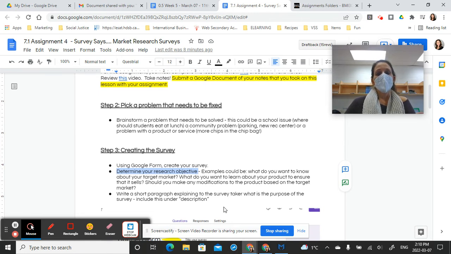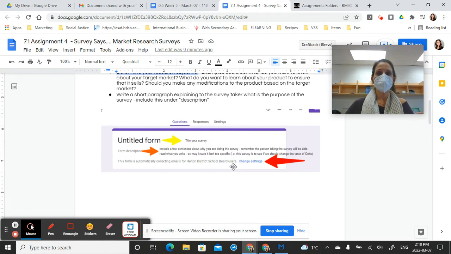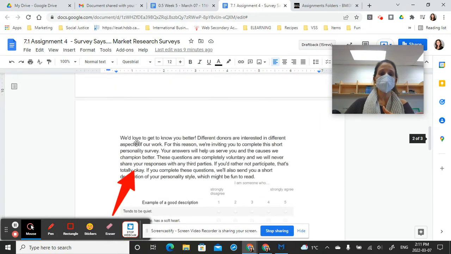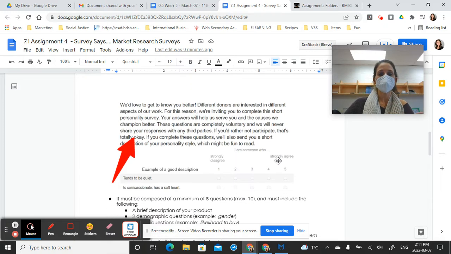Okay. When you create the Google form, I want you to write a short paragraph explaining to the survey taker what the purpose of the survey is. So if you imagine you've been given a survey and you open it up and there's nothing there, you just have a survey. You don't understand the context as to why you're writing the survey. So based on the problem that you've identified and the research objective that you're trying to solve, you're going to create a survey. And right here in the form description, you'll see in Google Form, it explains this in the videos as well. You're going to include a few sentences about the survey. So here's an example, right? There's an example there for you.